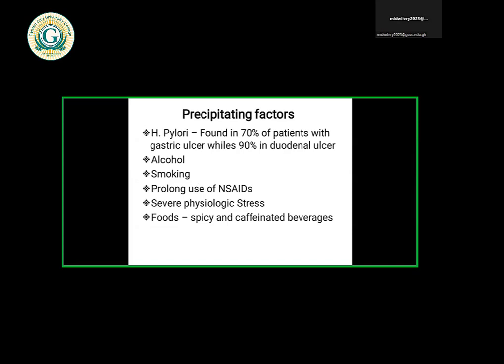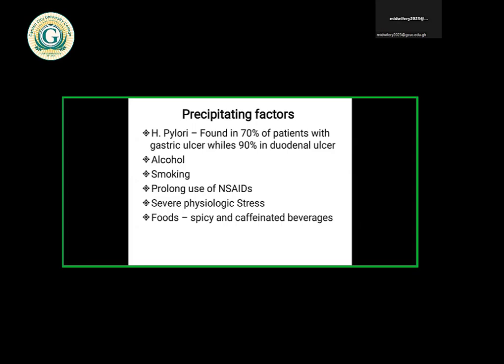What are the precipitating factors? Almost 70% of all cases of peptic ulcer may have Helicobacter pylori causing it. And that is why in our hospitals, when cases ensue, we request H. pylori, because Helicobacter pylori is known to trigger such inflammations and further excavation of the mucosa. It is found in 70% of patients with gastric ulcer, and in duodenal ulcer, 90%.